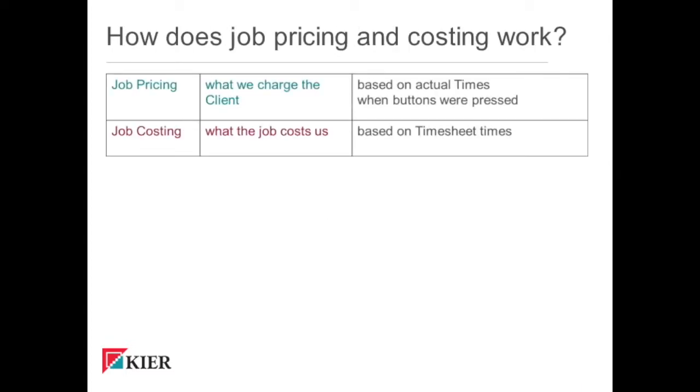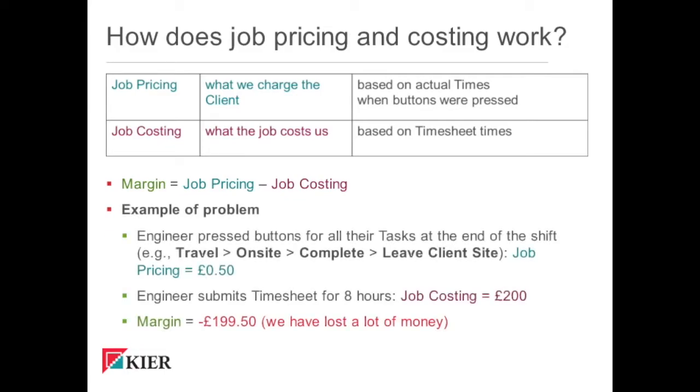To understand this problem more clearly, we need to know what's used to price the task for the client and what's used to work out the costs to the business. Job pricing is worked out from the times generated from the tablet when the buttons are pressed. So if all the buttons on the tasks are pressed at the end of the shift, we end up unable to price the job correctly. In the example here, it looks like only 50p's worth of work has been done.